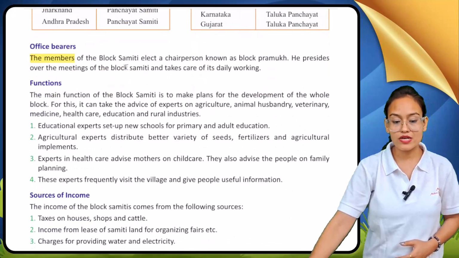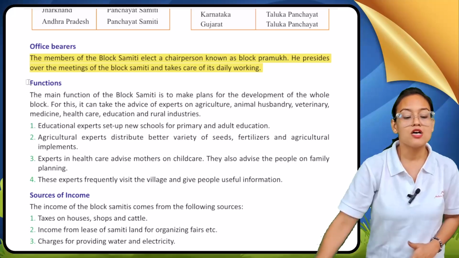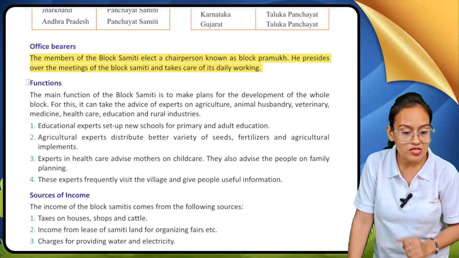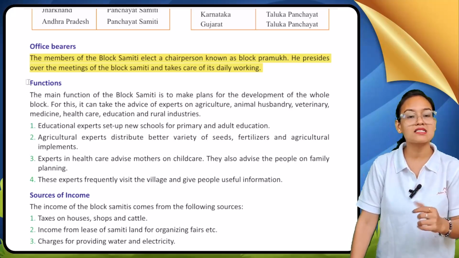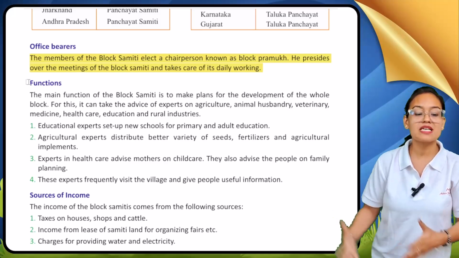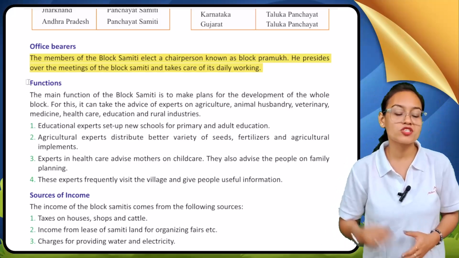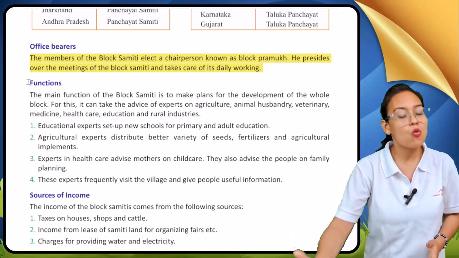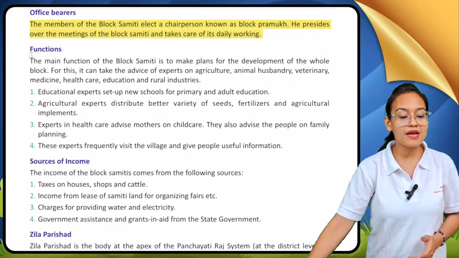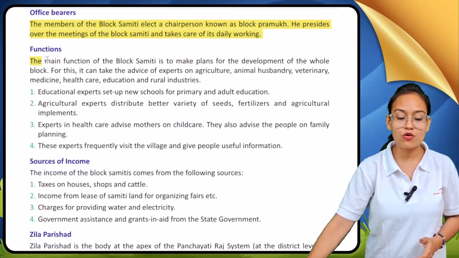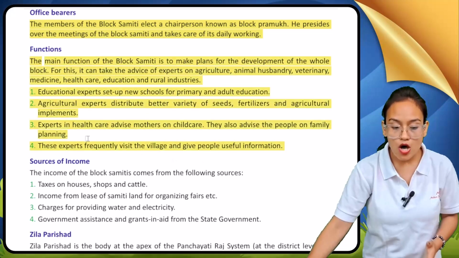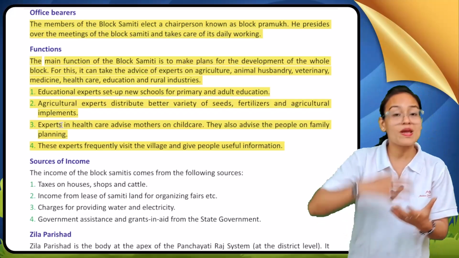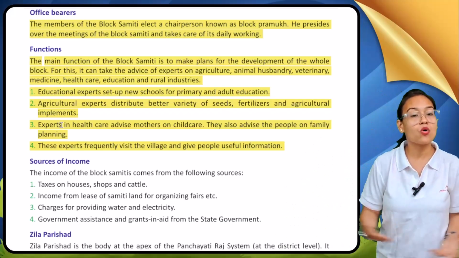Now the other office bearers. The members who form part of the block samiti can elect a chairperson known as the block pramukh. He presides over the meetings, and the block pramukh is responsible for holding all the meetings of the block samiti and taking care of daily workings. Now, what are the main functions of the block samiti? The main function of the block samiti is to make a plan for the development of the whole block area.